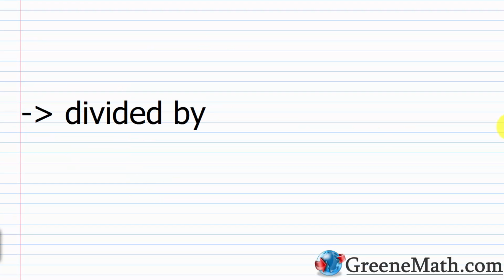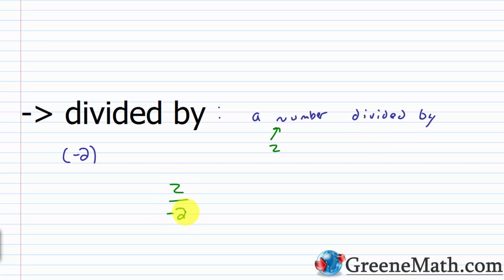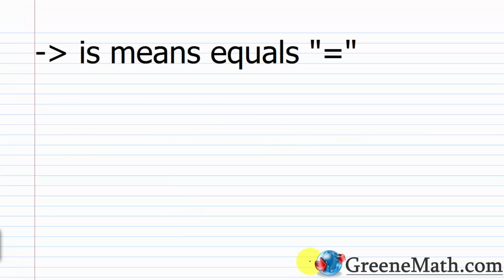The other one we really see with division a lot is "divided by," which obviously makes sense. You see something like a number divided by, let's say, negative 2. Now, a number, let's represent this with z. So z divided by negative 2 would just be z over negative 2. And again, when you encounter phrases with subtraction and division, you have to be extra careful to read your wording and interpret it correctly.